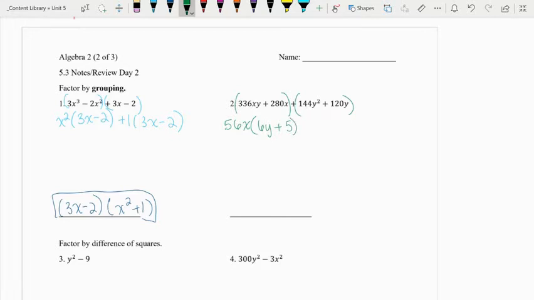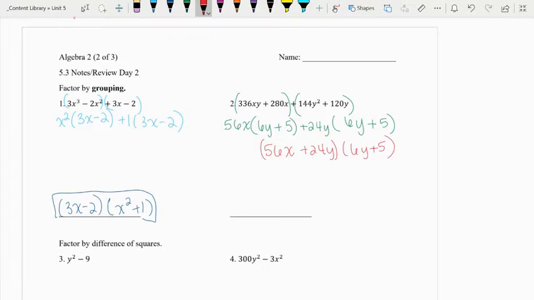At this point, we can look at the second set of parentheses. Those numbers can both be divided by 24. So if you factor out a 24 and a y, you're left with 144 divided by 24, which is 6y, and then 120 divided by 24, which is 5. At this point, we have 56x plus 24y and 6y plus 5. And remember, it doesn't matter what order you put those in.